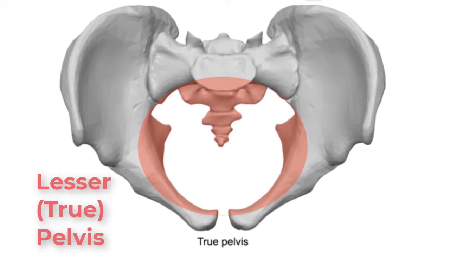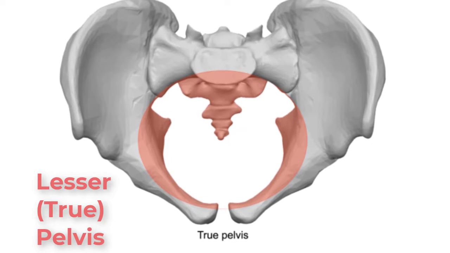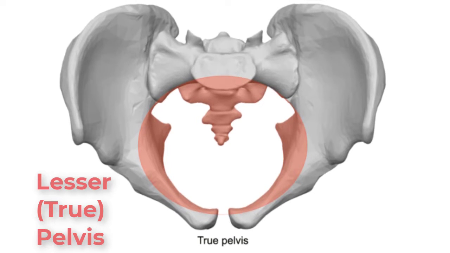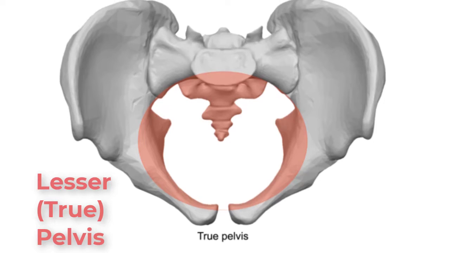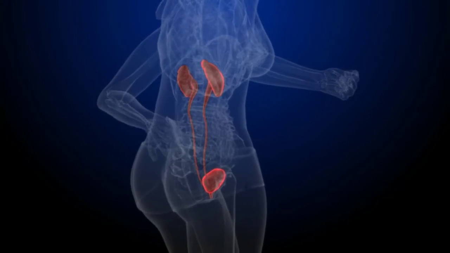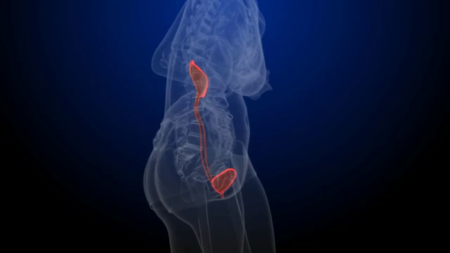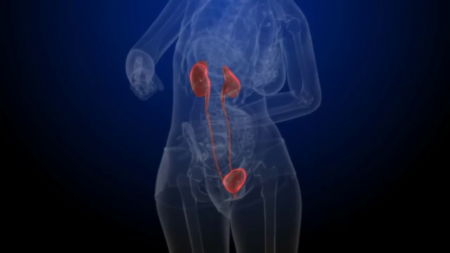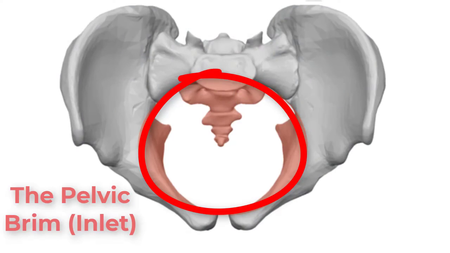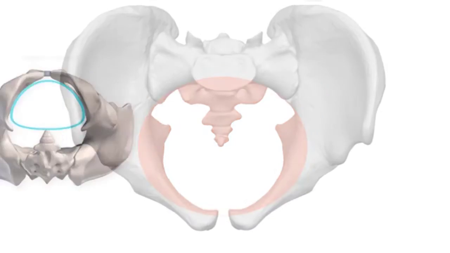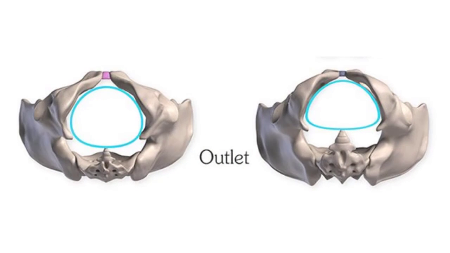More inferiorly, the narrow rounded space of the lesser pelvis, also called the lesser pelvic cavity or the true pelvis, contains the bladder and other pelvic organs, and thus is also known as the true pelvis. The pelvic brim, also known as the pelvic inlet, forms the superior margin of the lesser pelvis, separating it from the greater pelvis. The inferior limit of the lesser pelvic cavity is called the pelvic outlet.